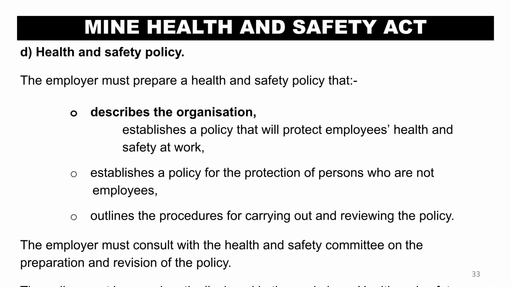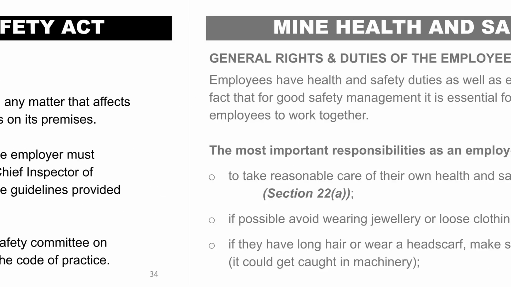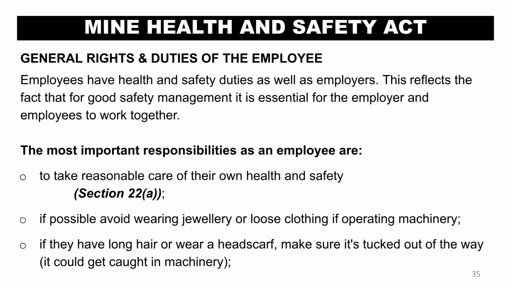The employer must supply all necessary health and safety equipment to each employee, maintain it, and ensure sufficient quantities are available on site. Employers must prepare a health and safety policy describing the organization, protecting employees and non-employees, and outlining procedures for review. Consultation with the safety committee is required. The policy must be prominently displayed, and health and safety representatives must receive a copy for their records.